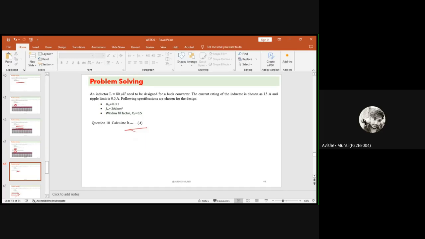So what will be the formula? Have you noted it down in your copy? I expect that you didn't note it down. So it will be IL square plus the ripple, root over of it. That will be the RMS. Okay. So now try to put the value and tell me what will be the answer.